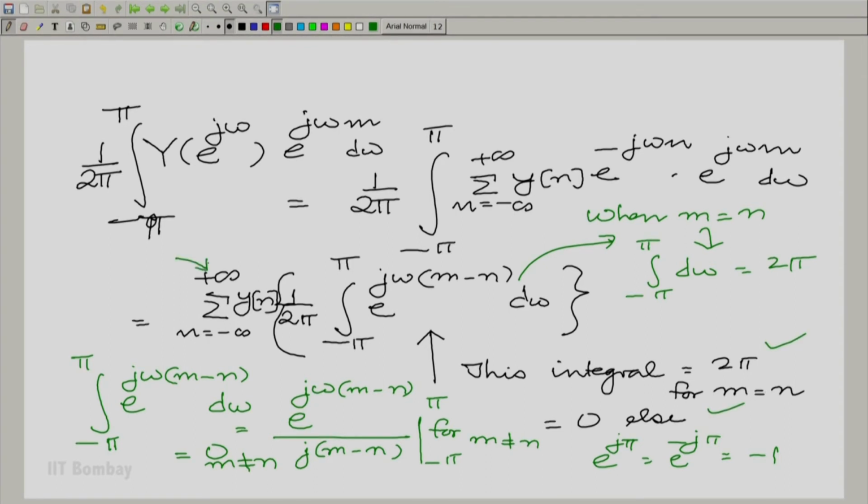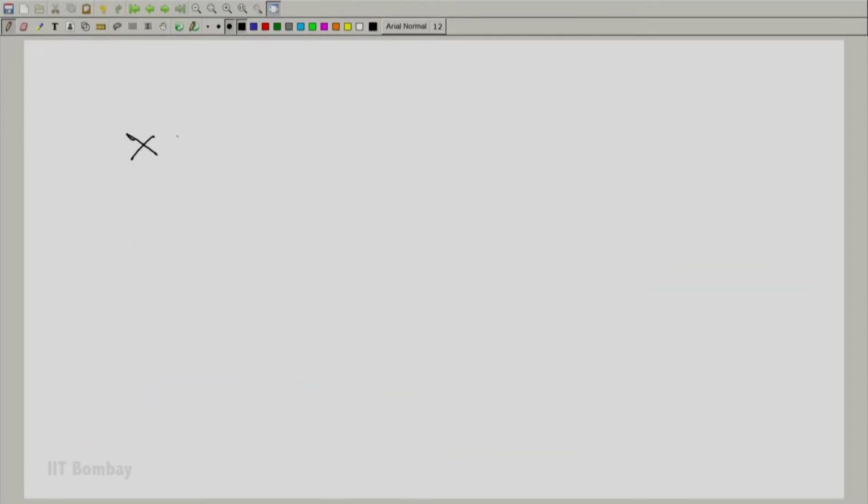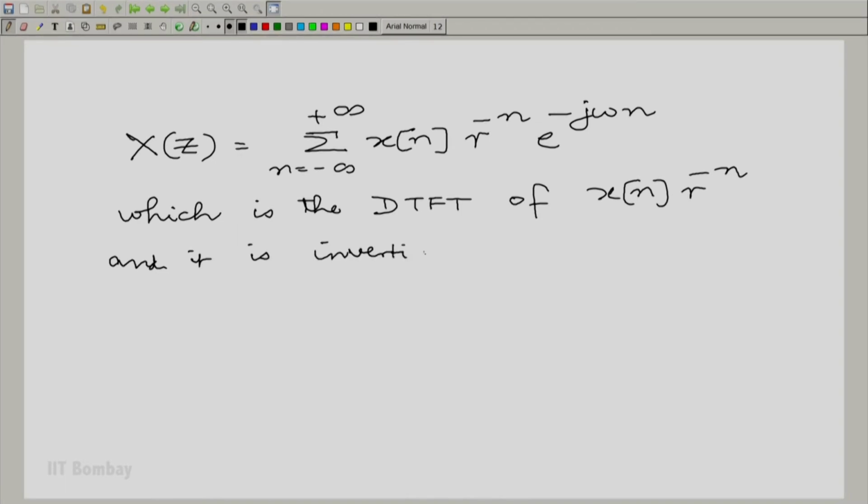And therefore, all other terms drop out from the summation, and division by 2 pi then takes care of this factor. It makes it 1, and therefore, what is left finally is that this is equal to y of m. So, that is another way to understand this inversion of the discrete time Fourier transform. Now, we will employ this inversion. So, we said we took the Z transform, which is the discrete time Fourier transform, and it can be inverted.